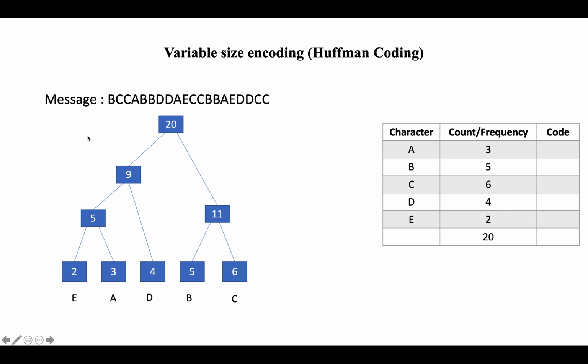So how will we generate it? We will assign 0 to the left edges and we will assign 1 to all the right edges. So I have assigned 0 to all the left edges and 1 to all the right edges. Now using this tree, we can get our code for each and every character. So start with A. For A, we will follow the path from root. So 0, 0, 1. So this is the code for A. For B, it is 1, 0. For C, it is 1, 1. For D, it will be 0, 1. And for E, it will be 0, 0, 0.